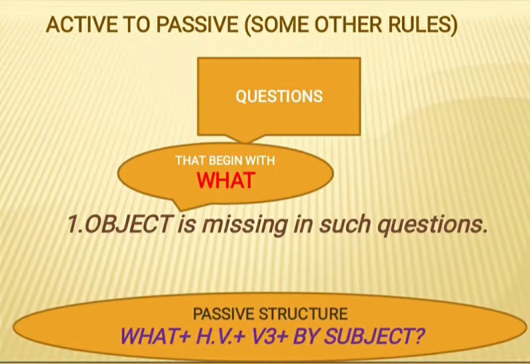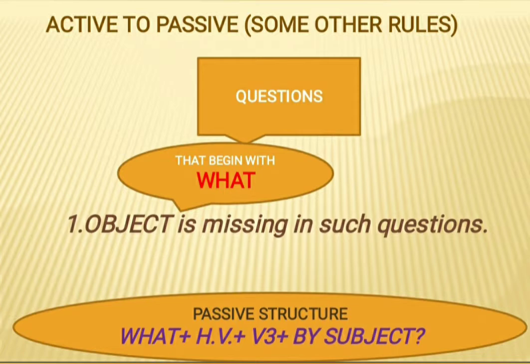Now, if in active voice you have the question that begins with the question word what, then always remember that in these kind of questions, what is missing? Object. Yes, object is missing in these kind of questions. And if we have to convert these questions into passive voice, we use this structure.